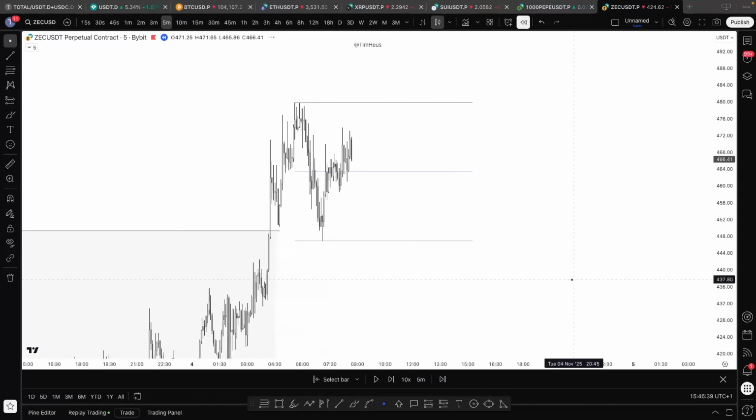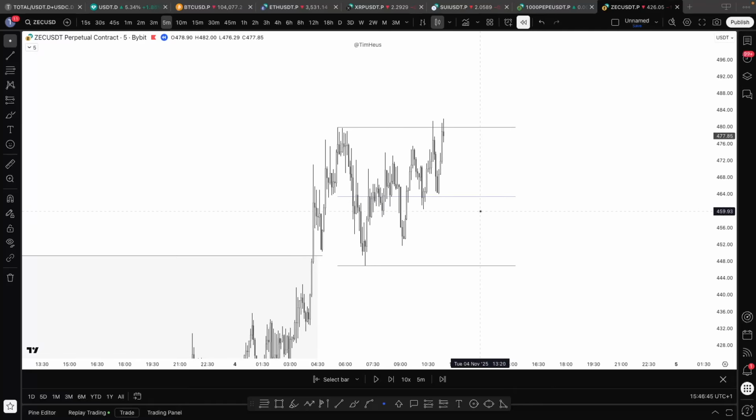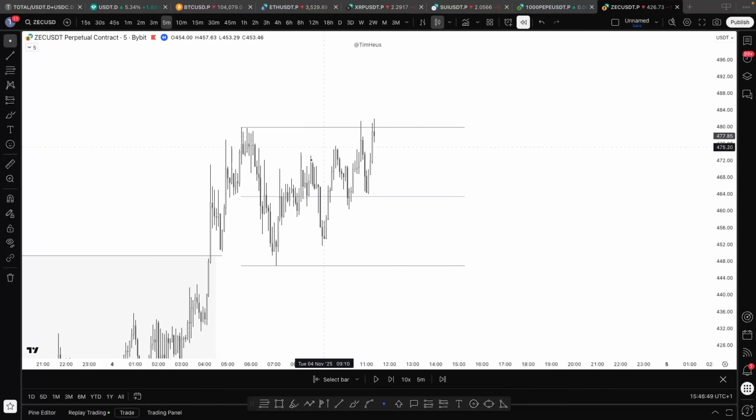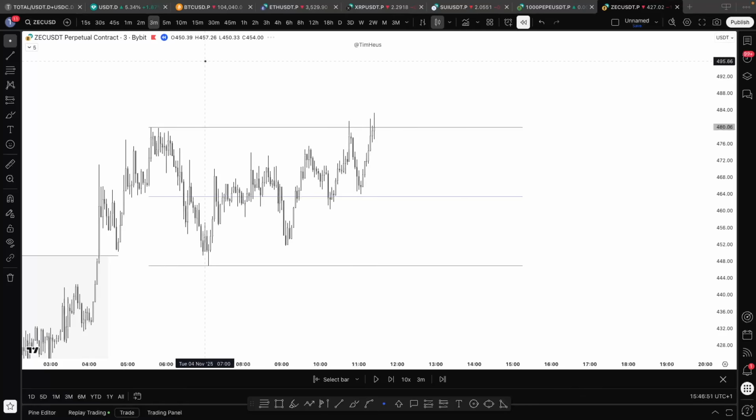And when I play it, you can see price went higher and price deviated that high. And let's see if it broke structure, because on a 5 minute we haven't broken structure yet. On a 3 minute there is actually a structure break.